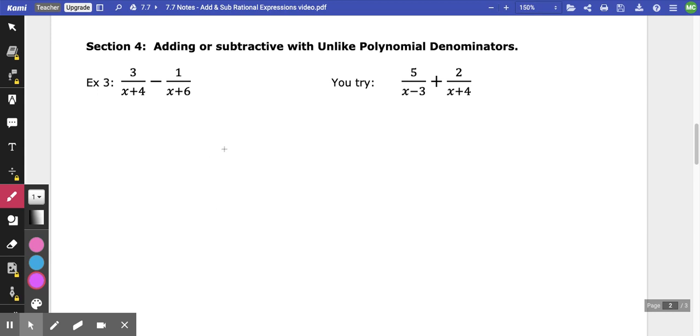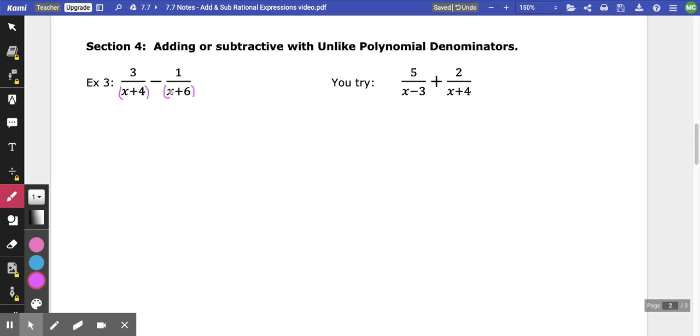Okay, when the denominators are different and they're composed of polynomials, you still have to look for common factors for the two denominators before you try to put them together. Each of these denominators is composed of a single factor, x + 4, and that's a linear expression. It can't be factored any further. Same thing with this one, x + 6 is a linear factor, and it cannot be factored any further.